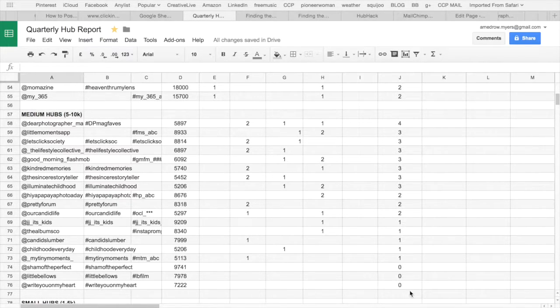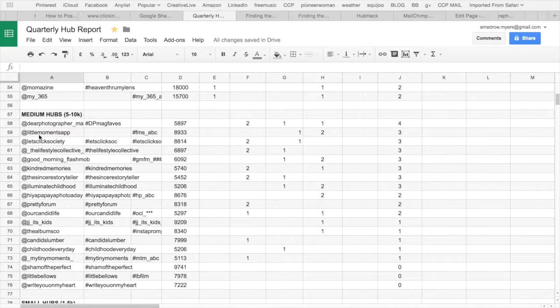Little Bellows, Write You on My Heart. These aren't bad hubs. I'm not saying they're bad hubs. However, they just didn't have very good engagement, so they did not score very well. Whereas Dear Photographer, Little Moments app, which is the Fat Mom Slim, that's her daily project.